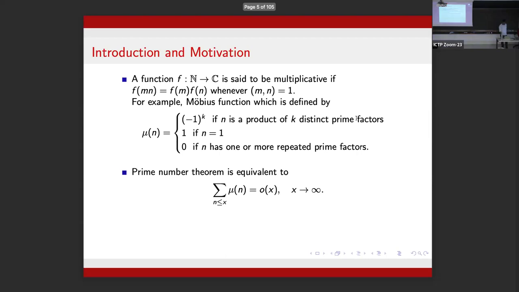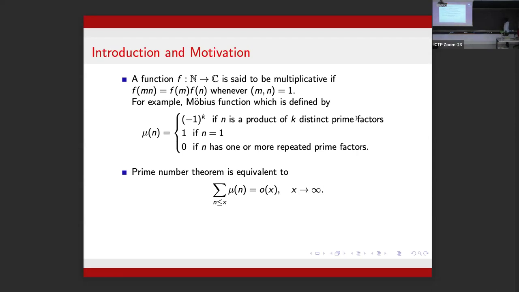Here we see that the prime number theorem, which is basically counting the primes up to n, is directly connected with the sum or average of the Mobius function. The prime number theorem says how many primes there are up to x. It has a nice asymptotic formula, x by log x, more or less like that.